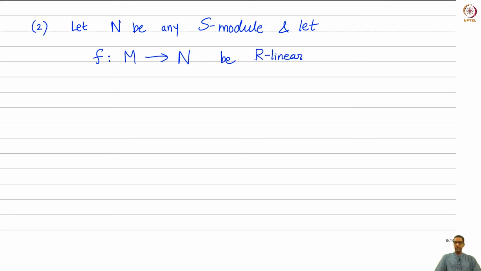Again, what do I mean by R linear? Recall, M is an R module, N is an S module, right? So when I say R linear, what I mean is you view N as an R module by restriction of scalars.